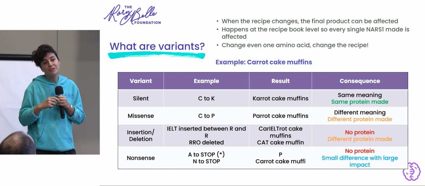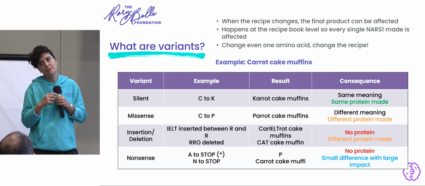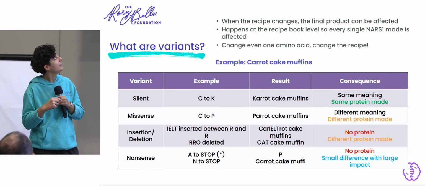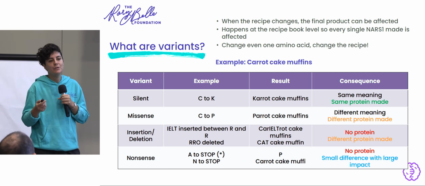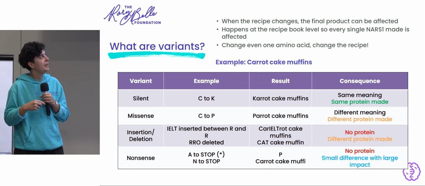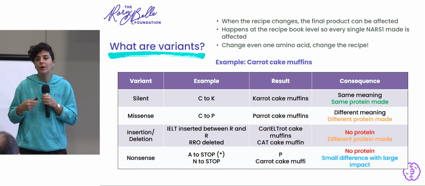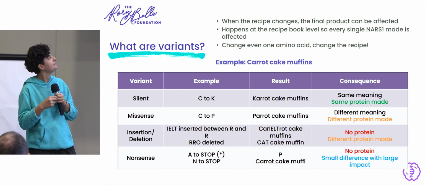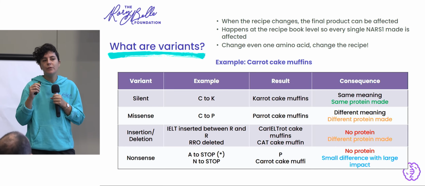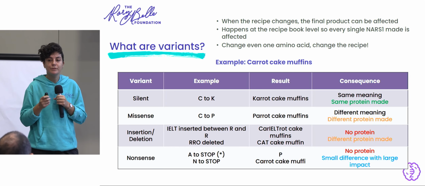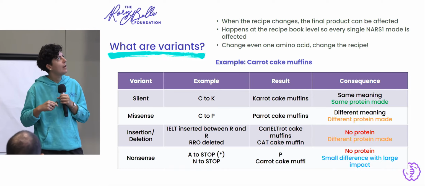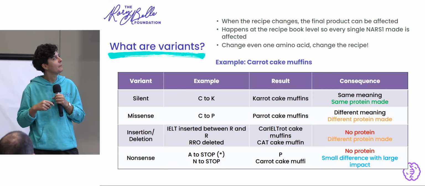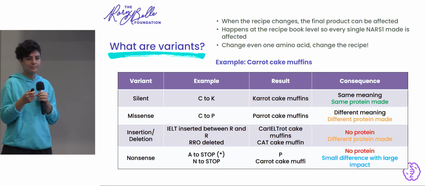Now, a little more complicated, which is the insertion and deletion. You add letters within the title of the recipe. For example, you can add 4 letters between the 2 R's of the carrot, and then you'll have something that doesn't mean anything. In this case, usually the cell recognizes it and doesn't make any NARS1 protein. There's another case where, if you change 3 very specific letters and it still has a meaning, for example the RRO, you have a different muffin made, which is a cat cake muffin. Still a protein, but very different.